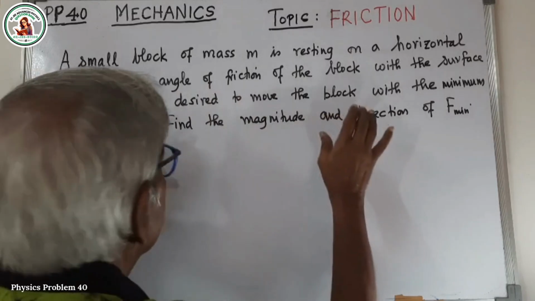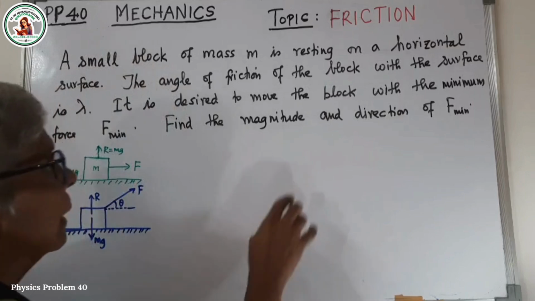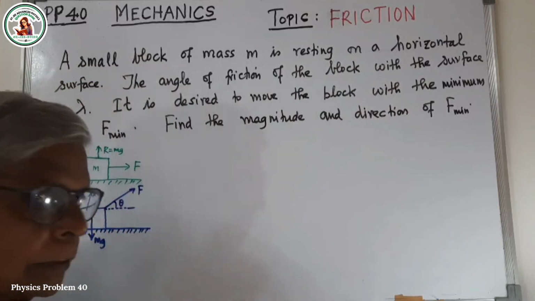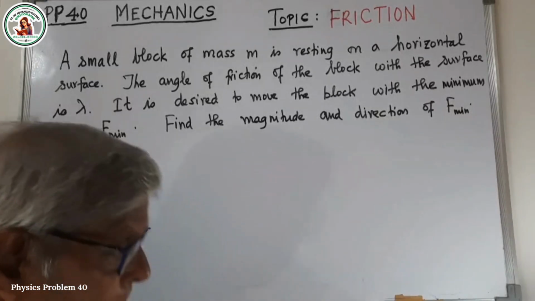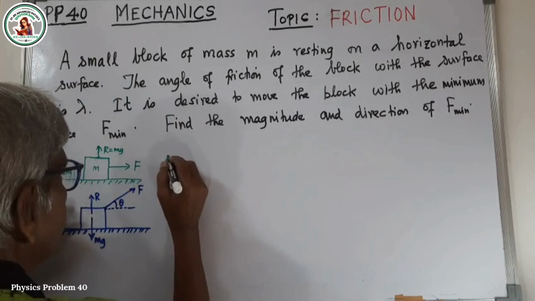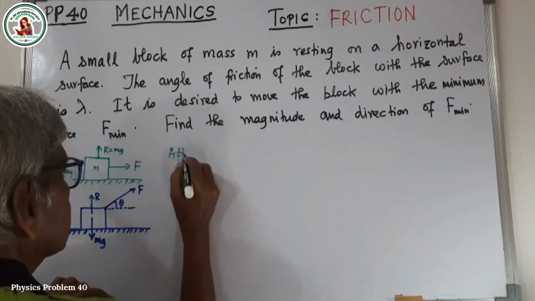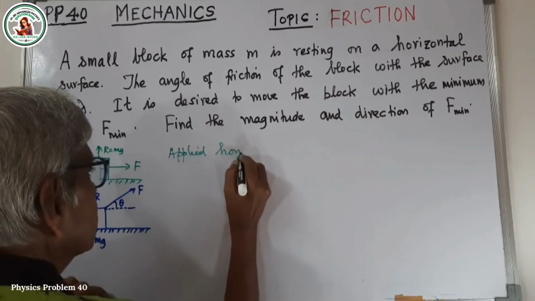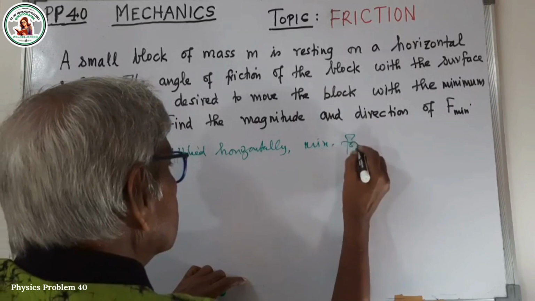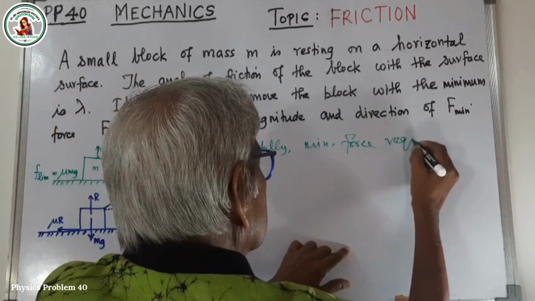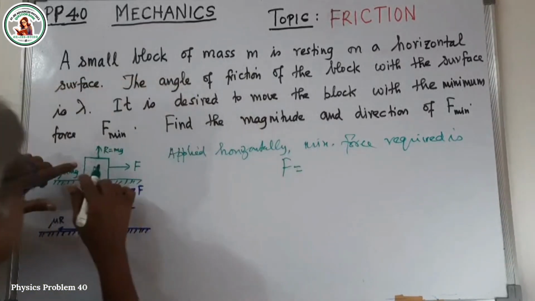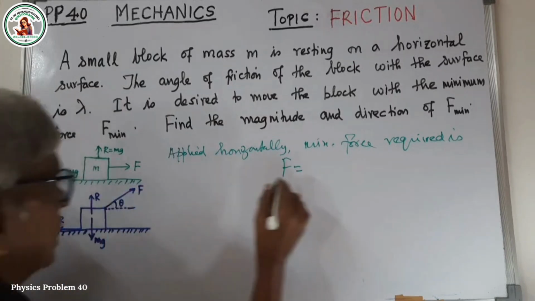Suppose a block is placed on the floor, a horizontal surface. What is the minimum force required to move it? Now suppose you apply the force horizontally like this, as you see in the first diagram. The minimum force required to move this, if applied horizontally, will be F equal to mu into R, where R is the normal reaction, which is the weight, mu into mg.